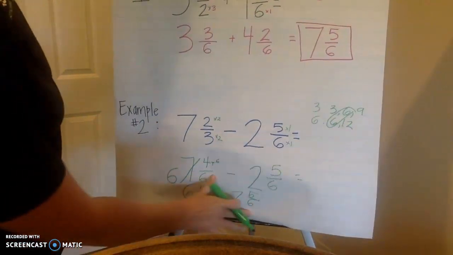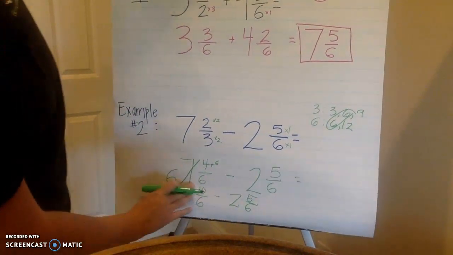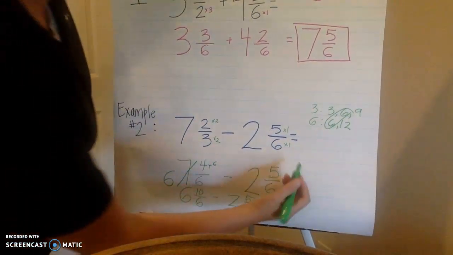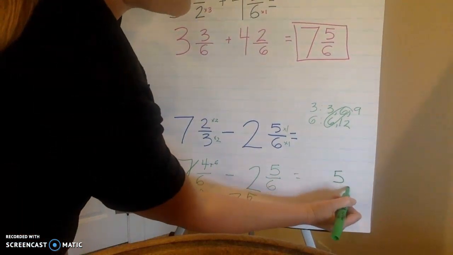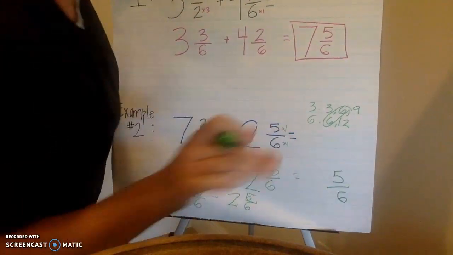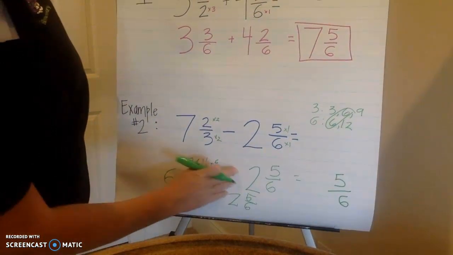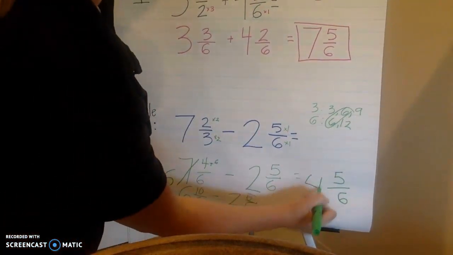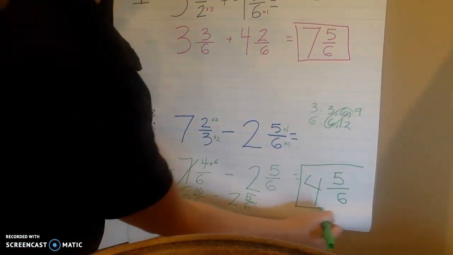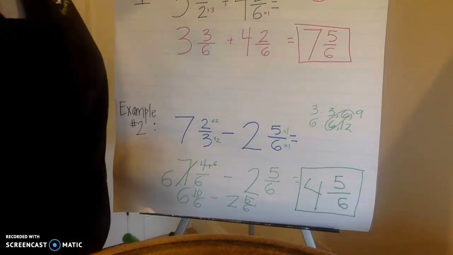Okay? Now I can subtract 5 from 10. So I know 10 minus 5 is 5. Of course, my denominator stays the same, and then I can work with my whole numbers. 6 minus 2 is 4. So my answer here should have been 4 and 5 sixths.